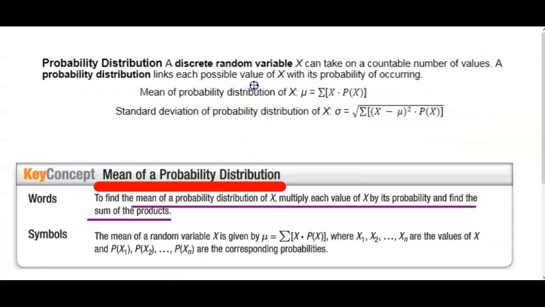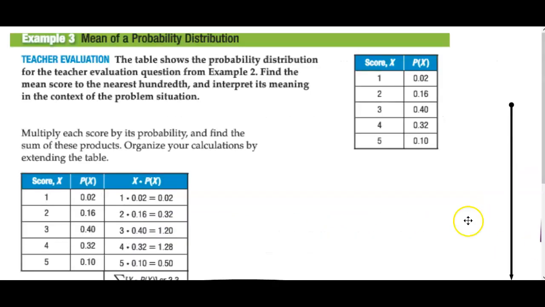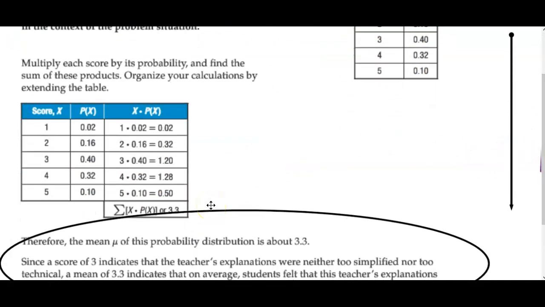All right, so the mean of a probability distribution. It says down here, to find the mean of a probability distribution, multiply each value by its probability, and then find the sum of the products. So let's go back to this example here. This was the score the student gave, and this is the probability of that score being given. If we multiply those, we get the average. This is the score times the probability, and that came out here, and then we totaled those all up.